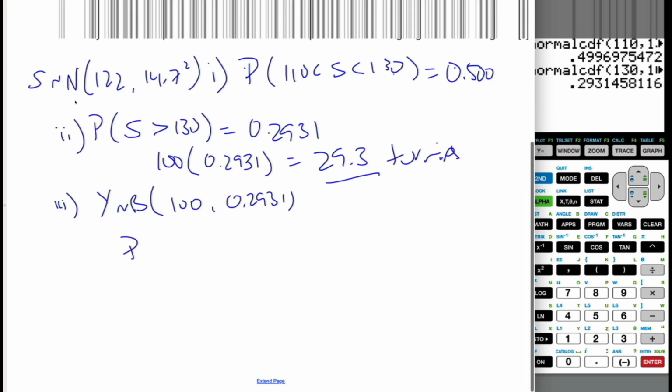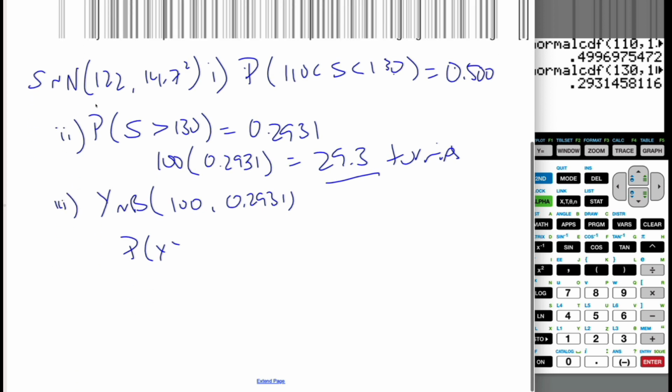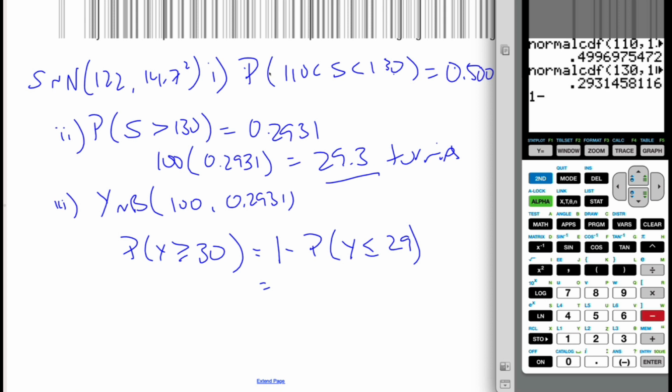And so I want to find the probability that Y is at least 30, so it means bigger than or equal to 30. Now my calculator doesn't do that directly, so I'm going to go 1 minus the probability of Y being less than or equal to 29. I want to include 29 because I do not want to include 30.